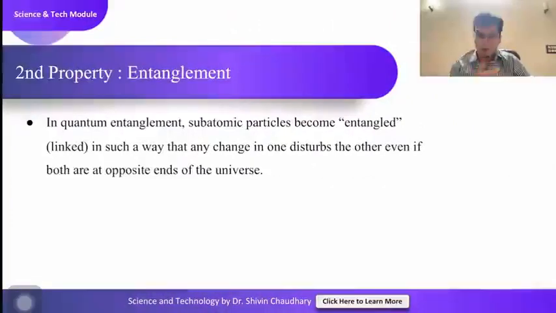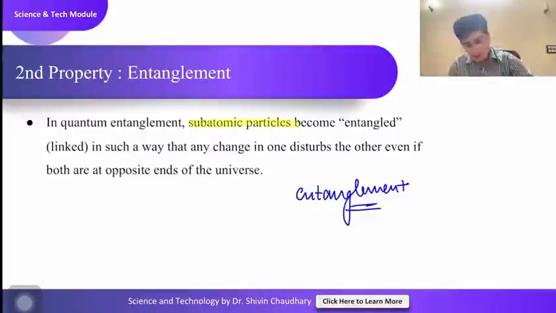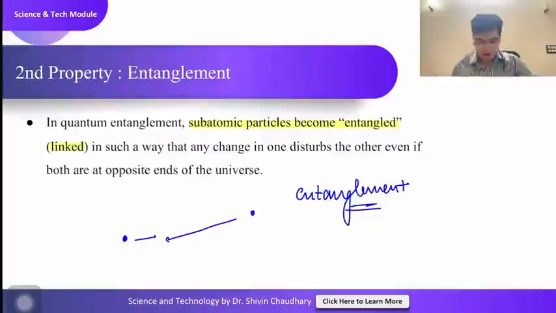Okay. Now I'm moving on to the second principle, entanglement. So what happens in quantum entanglement? In entanglement, subatomic particles become entangled. Entangled means linked in such a way that change in one leads to change in the other, even if there is no connection between them. What am I saying? This is the first particle, this is the second one. When they come together, in quantum entanglement, they get linked. Now this link is such that even if I send them to opposite ends of the universe, if I change this, there will be change in this. How does this happen? I'll show you another thought experiment to explain this.